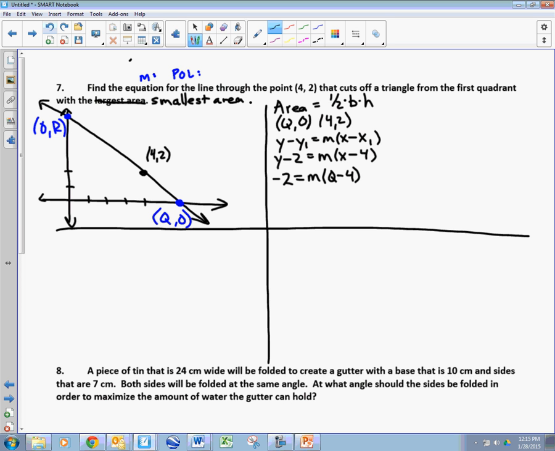I want to solve in terms of m, because my equation is going to be 1/2 qr. Everybody agree that's going to give me the area? So we want q to equal something. So what I can do here is divide both sides by m. So negative 2 over m is equal to q minus 4. And then, 4 minus 2 over m is equal to q.